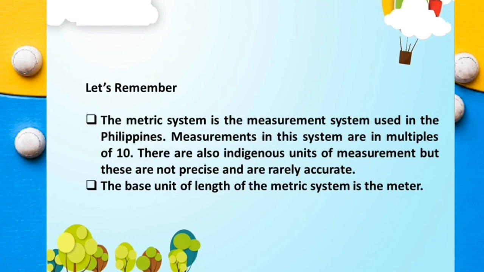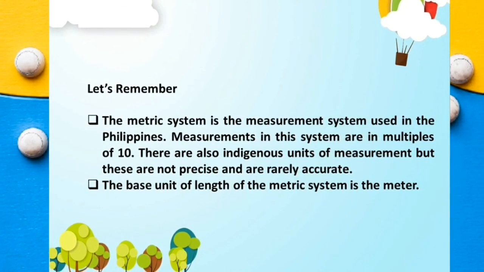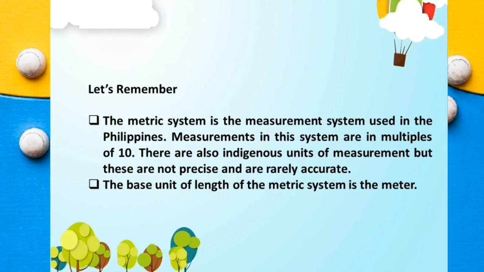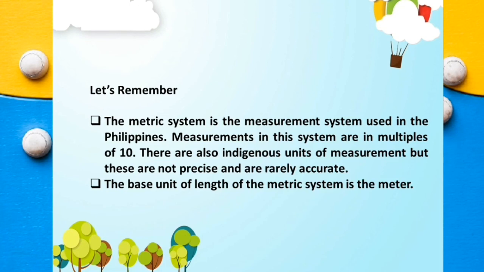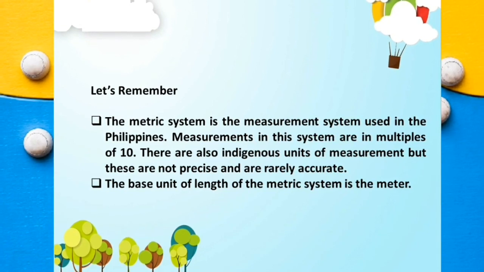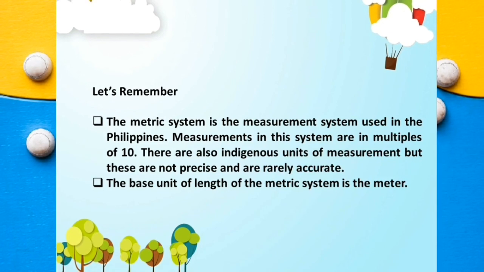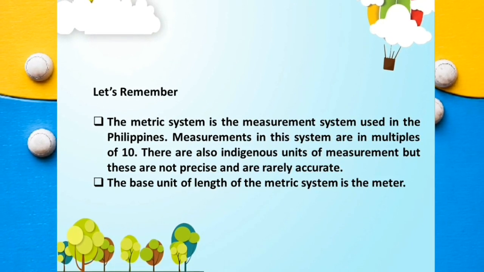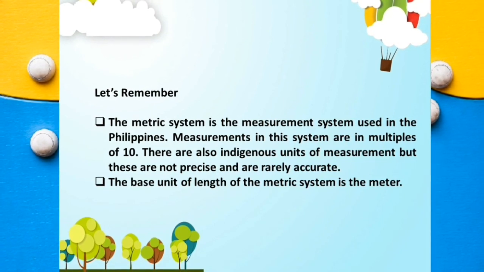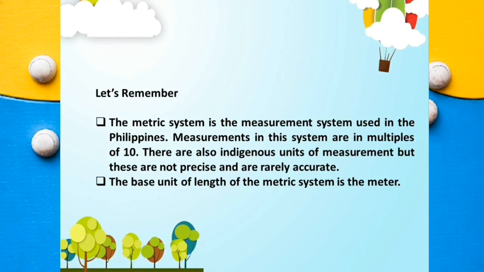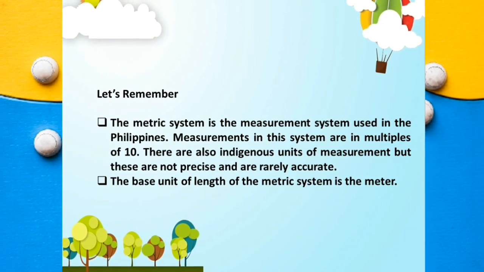So let's remember, tandaan natin, the metric system is the measurement system used in the Philippines. Measurements in this system are in multiples of 10. There are also indigenous units of measurement, but these are not precise and are rarely accurate. Yun, indigenous units, yun na yung dangkal, dipa. So those are examples. The base unit of length of the metric system is the meter.